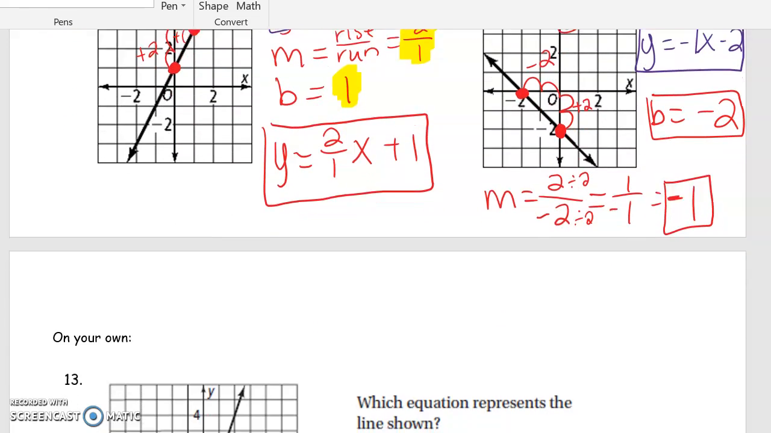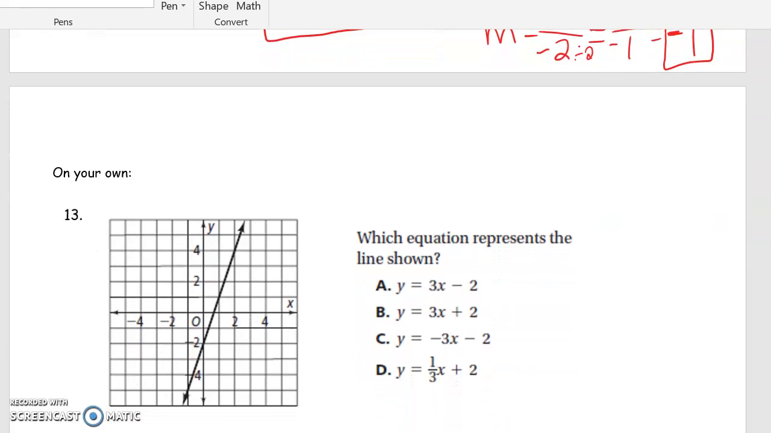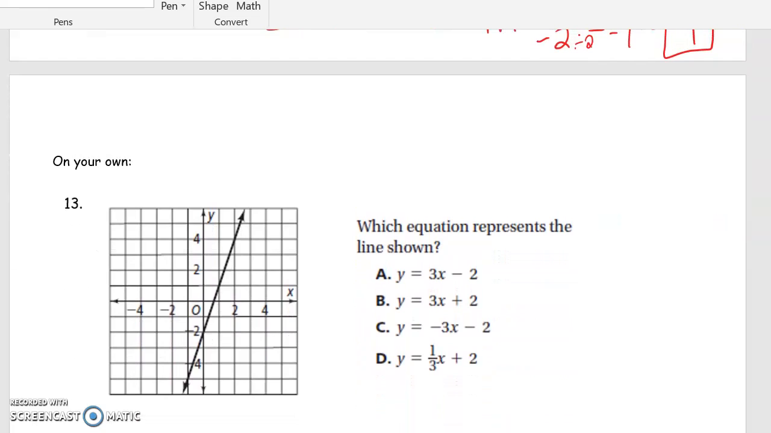Let's move on. Now I'm going to have you stop and just try number 13 on your own. Quick explanation: they give you the graph here, and you need to identify which equation represents the line shown. So again, identify your m, identify your b, and then give me an answer for which equation represents that line. I'm going to let you guys do that now.